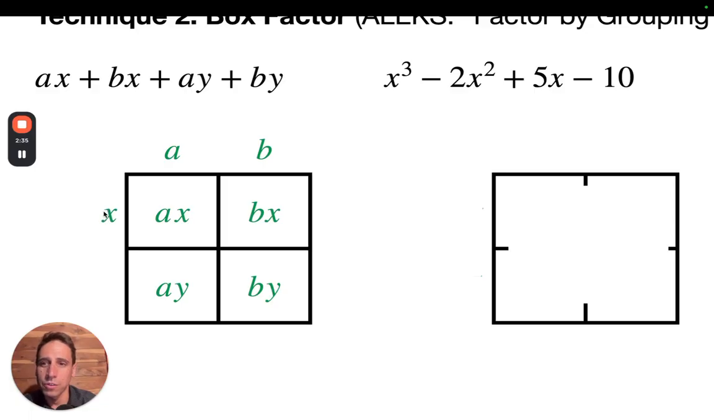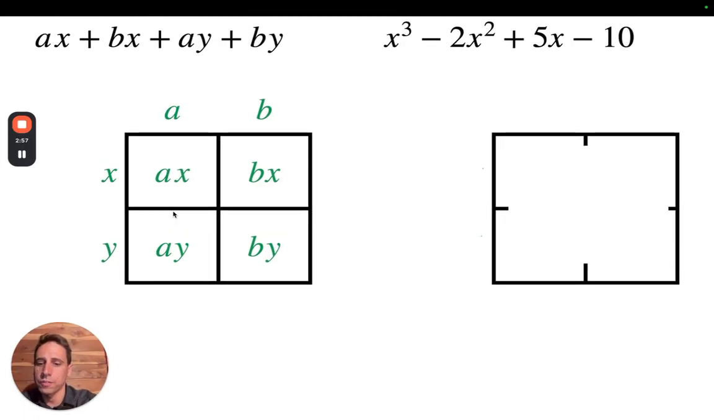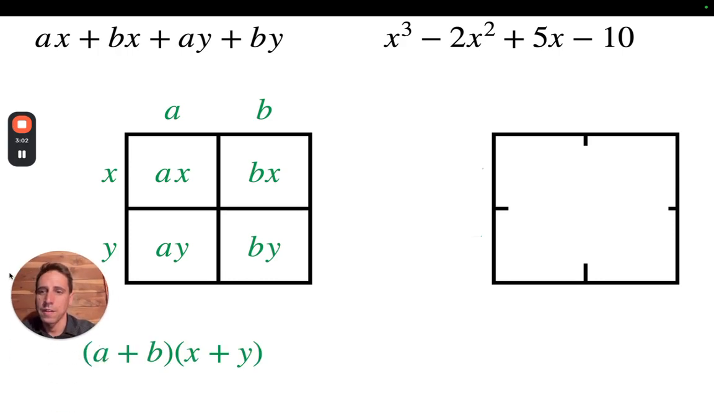But if you wanted to, you could also just ask yourself, because you already have an a, what times a would give me ax? Oh, it's just x. What times a would give me ay? It would just be y, which also happens to be the greatest common factor. So, at the end of the day, what you needed to FOIL in the first place to arrive at these 4 terms is this: a plus b, and x plus y. If you were to FOIL this out, you'd get back to the original problem. So we're reversing the box foiling with box factoring.